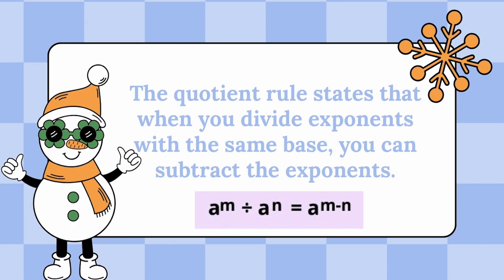So the quotient rule states that when you divide exponents with the same base, you can just subtract the exponents. So here you can see we have a to the m divided by a to the n, which is equal to a to the m minus n. Okay, so now we're going to look at some examples.